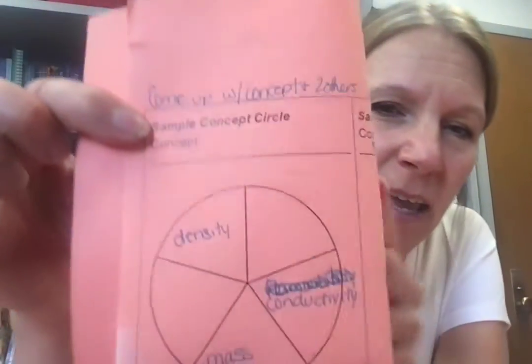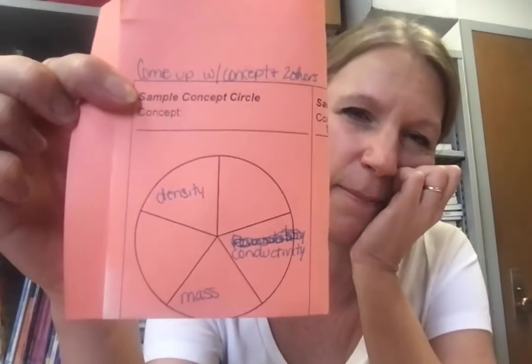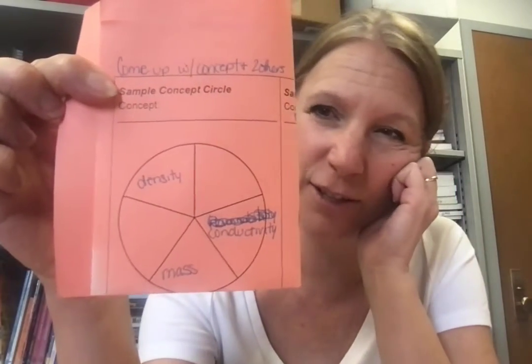So in concept circles, and you have a copy of this, on the front you have an explanation, on the back you have some blank concept circles. They're just circles split into various numbers of pie pieces. And you'll have an example of a concept at the top and then some number of pie pieces in the circle. And the way it works is I might come up with an example that says a blank concept, and then I have the words density, mass, and conductivity. So what would the concept be? And then what would you fill in for extras?